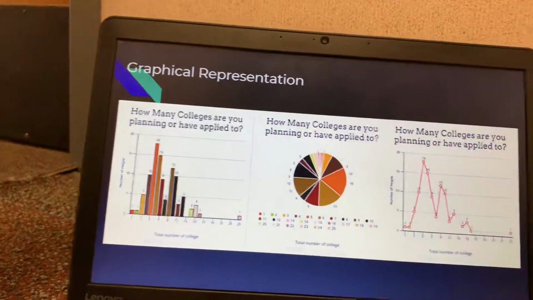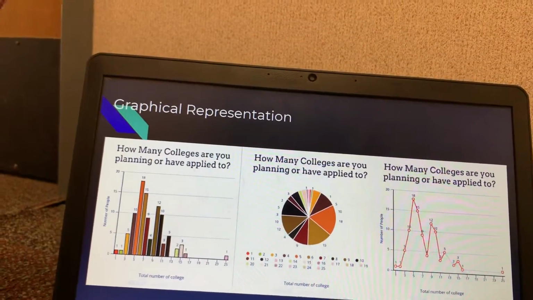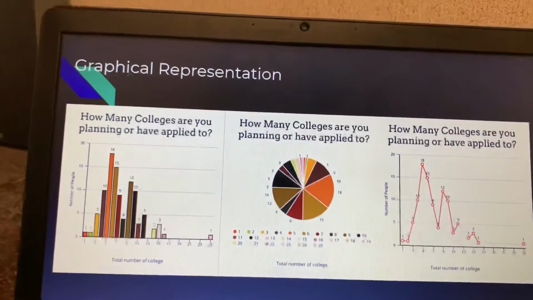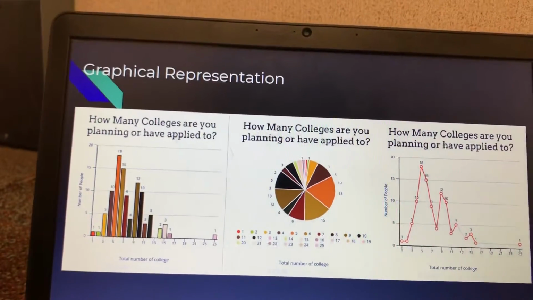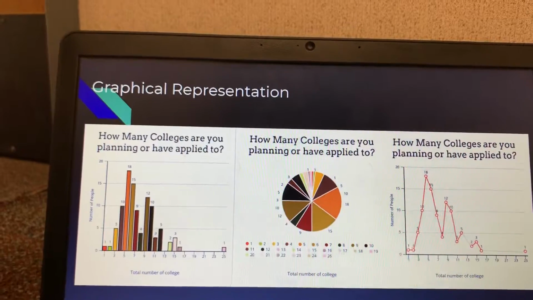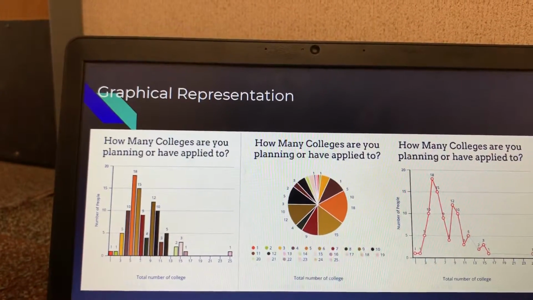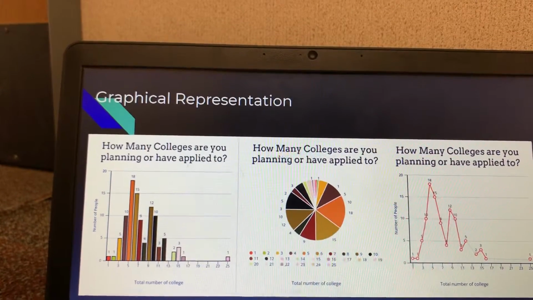So this is our graphical representation. The first graph on the left is a bar graph that is meant to show the comparisons between categories of data. The second graph is a pie chart that is represented in a circular shape to show the percentage of the data entries that fall in each interval. And the last graph is a frequency polygon that is meant to show the shape of the distribution.